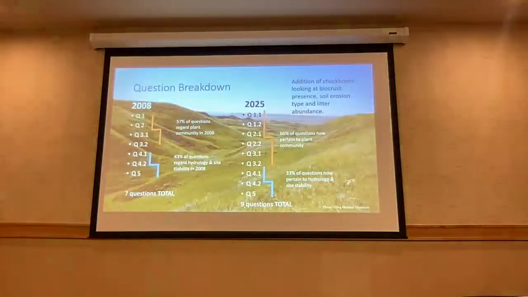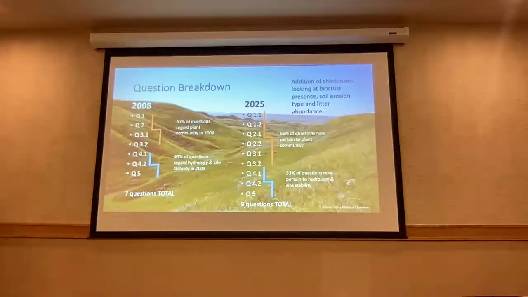So I say we're talking about 5 indicators, but we're kind of cheating a little bit. The 2008 version was 5 indicators, but really asking 7 different questions. The earlier version had 57% of the questions observing specifically the plant community, and 43% of those questions referred specifically to the hydrology and site stability. So that would be soil questions or litter questions, so 7 questions in total.